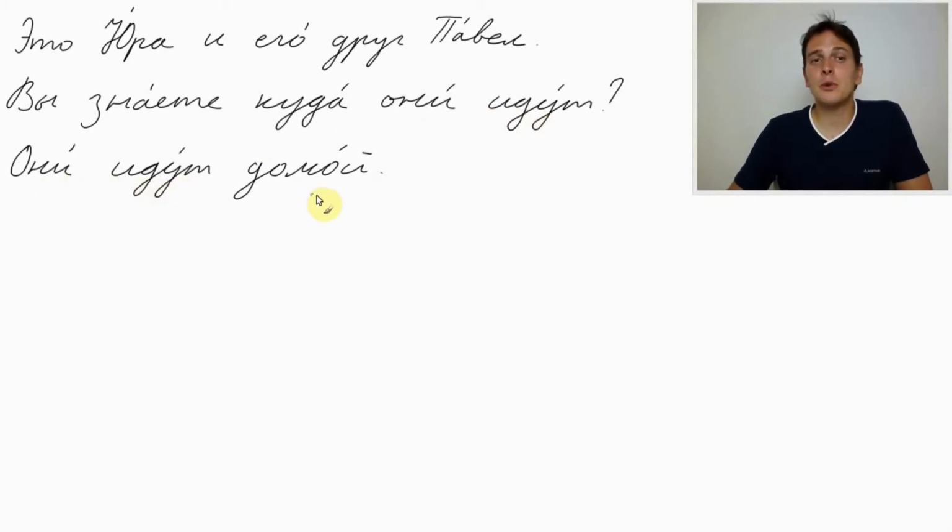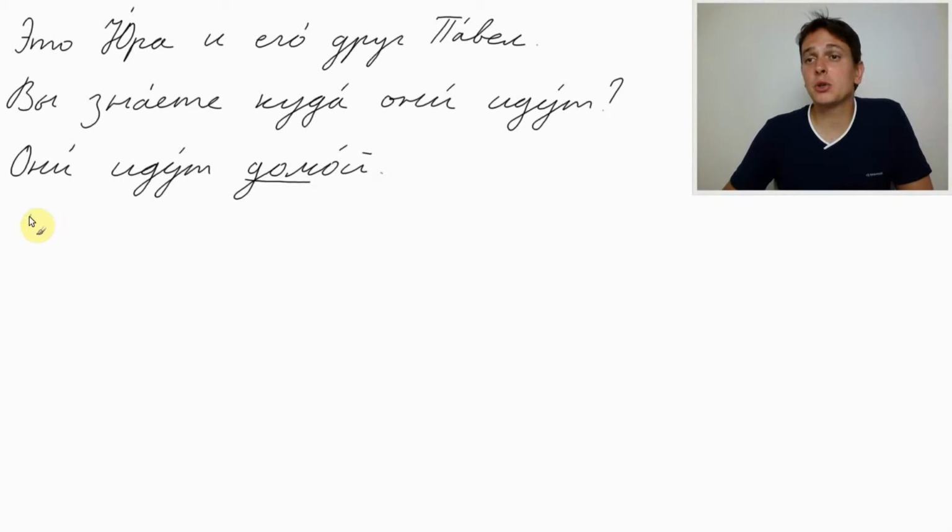Они идут домой. They go home. Again, the verb going, идти, is agreeing with the они, they. Они идут домой. And домой, дом is home. Дом is home. And by adding ой after дом, we are making it to home. They are going home.